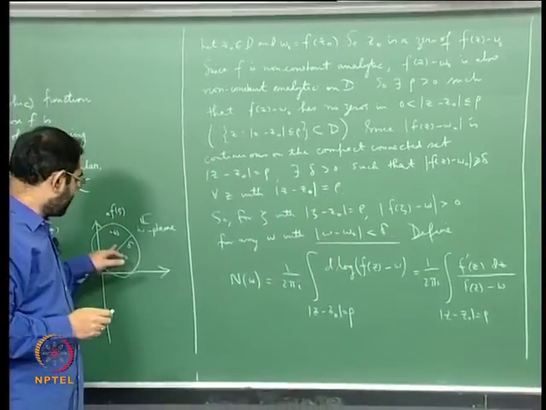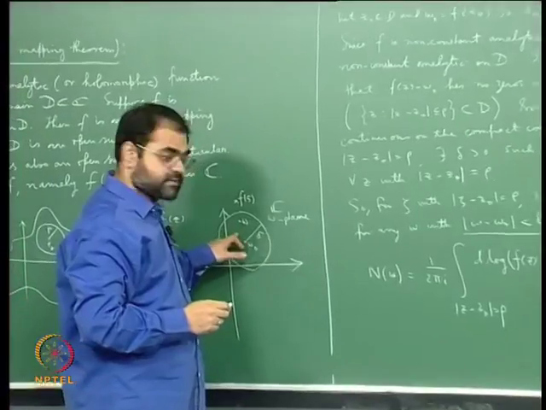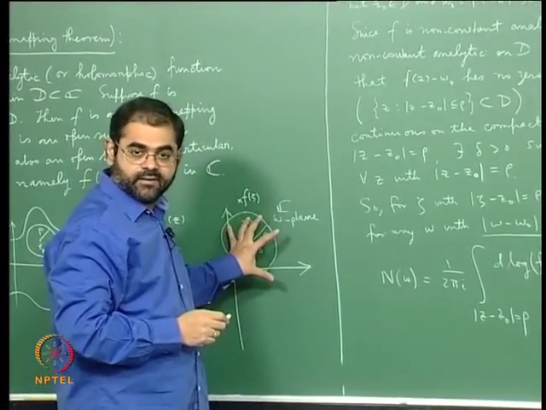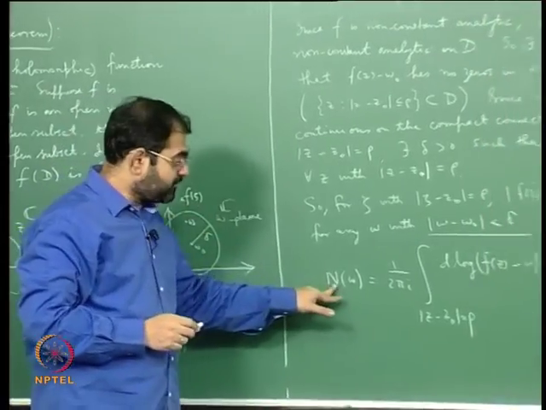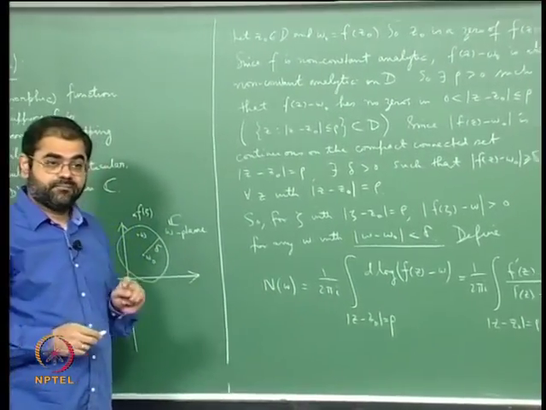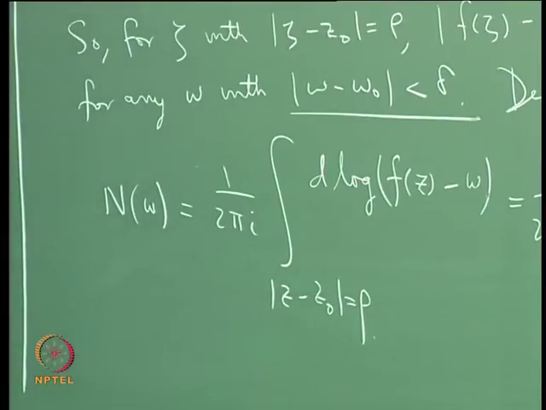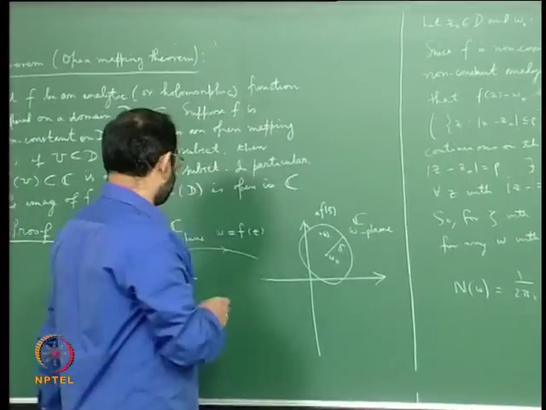Okay. So this n of w is going to be defined on this disk. And what are the values it takes? It takes integer values, because n of w counts the number of times the value w is taken. Okay. So what you're going to have is, let me continue.